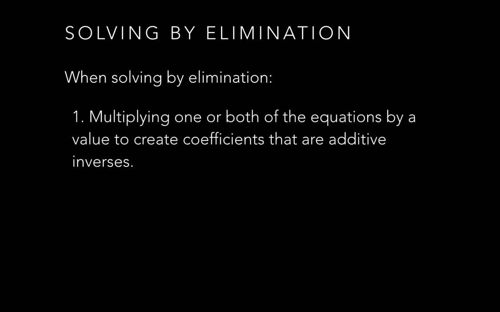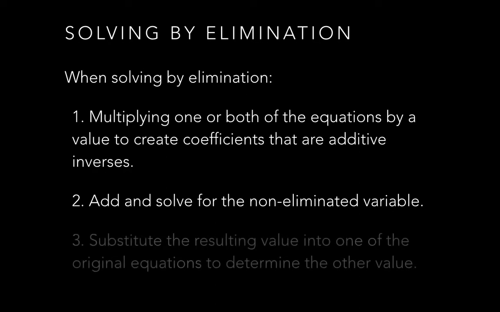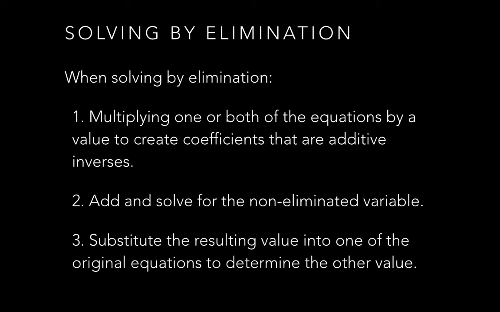The first step is, as you would guess, to try to eliminate, and we're eliminating variables. So we'll multiply one or both of the equations by a value to create coefficients that are additive inverses. After that, we'll add and solve for the non-eliminated variable. Once we have that value, we will substitute it into one of the original equations to determine the other value. So let's work through a couple examples.